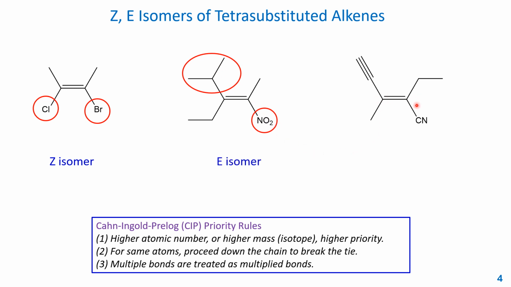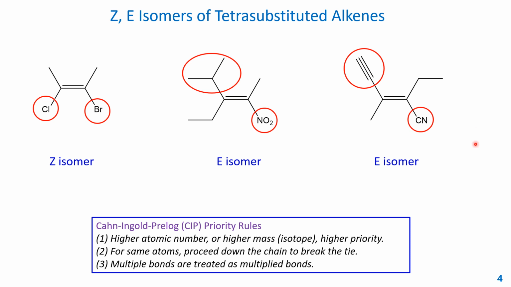And then the last example here: we have a triple bond here and a methyl group here. This triple bond is higher priority than methyl. And then ethyl compared with cyano group, cyano is higher than ethyl. These higher priority groups are on opposite sides of the double bond, so this is the E isomer.